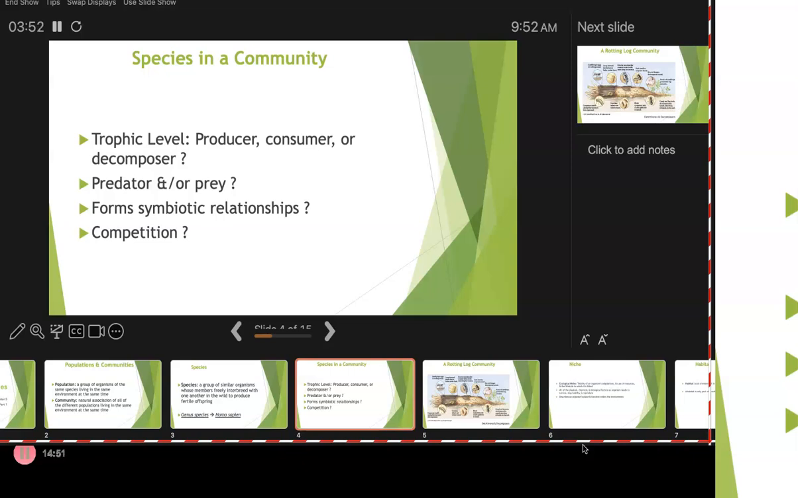And lastly, do they have competition in the community? Is there something else that needs the same resources that they need?